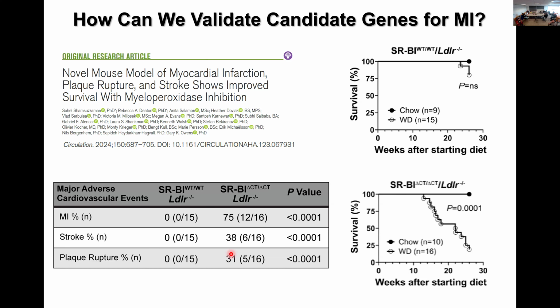But more importantly, you can also use it to test new drugs or existing drugs, because this is a very robust model, and you don't really have to do much. You just have to breed them up, give them the drug, and just wait to see what happens. Now, why are they dying?